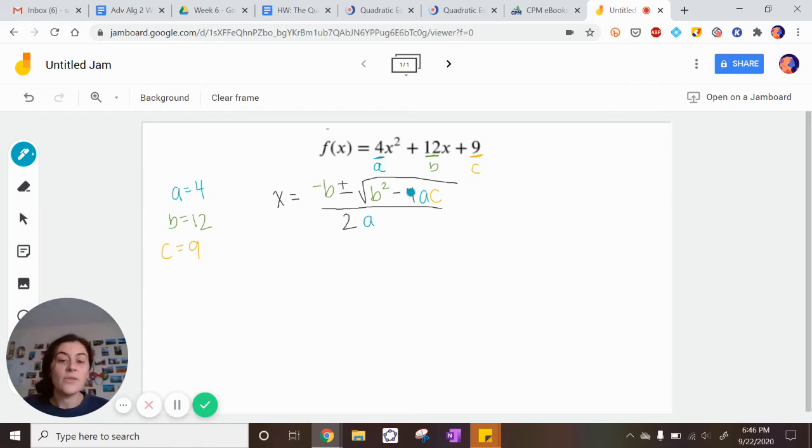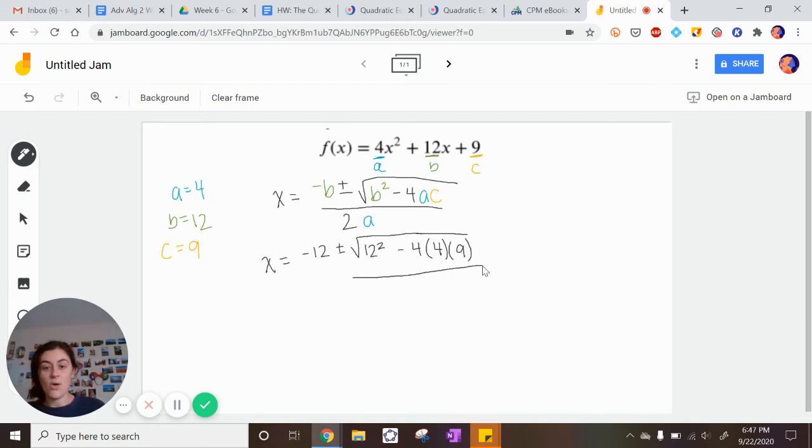So now that we've written out the formula, all we have to do is substitute these values into our equation. So let's do that real quick. I'm going to end up with x equals negative 12 plus or minus the square root of 12 squared minus 4 times A, which is 4, times C, which is 9. And then that's all over, I'm going to redraw that. That was a horrible line. And then that's all over 2 times A.